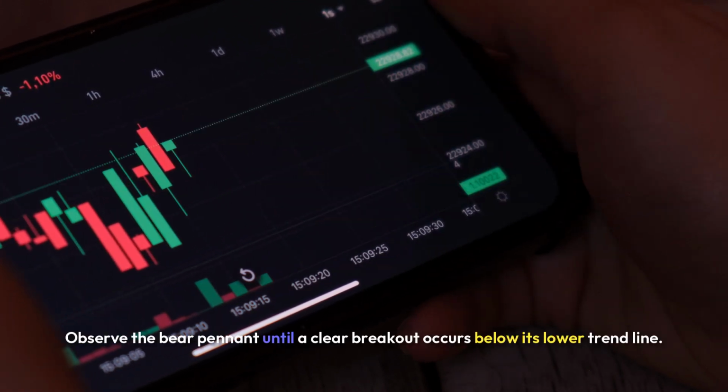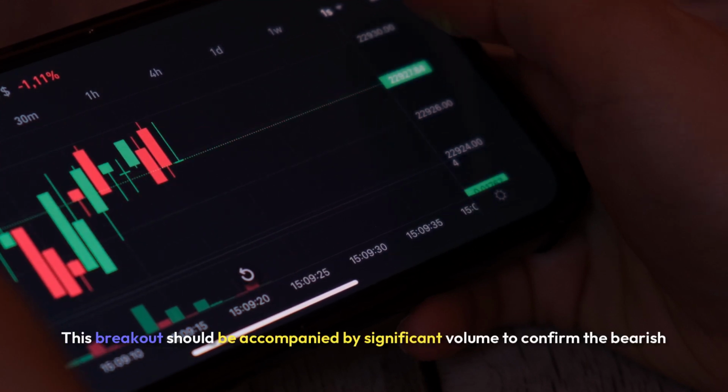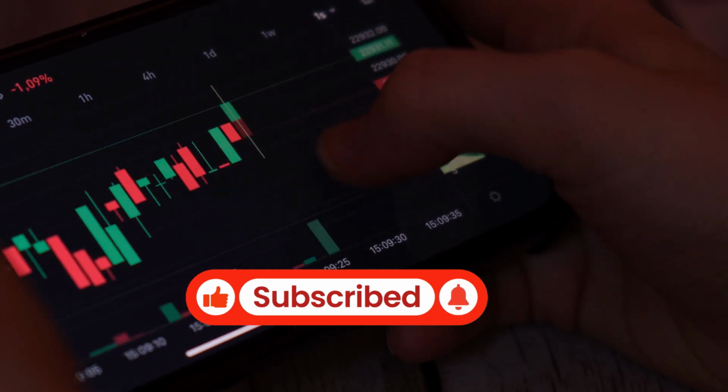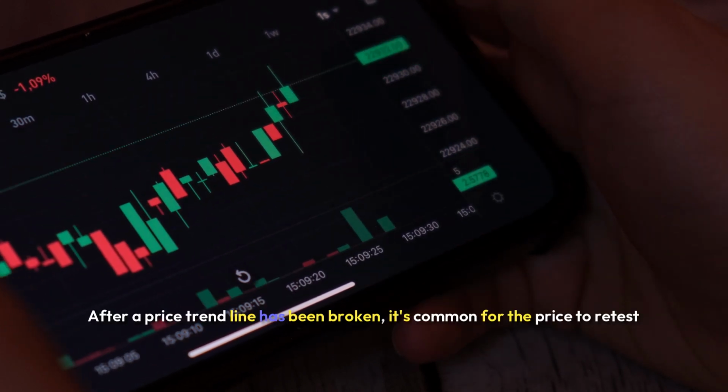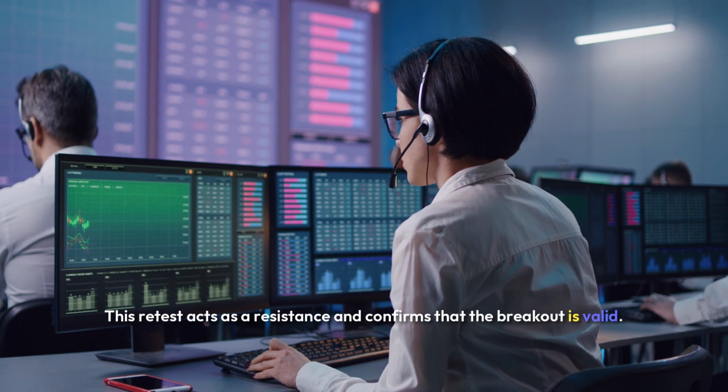Observe the bear pennant until a clear breakout occurs below its lower trend line. This breakout should be accompanied by significant volume to confirm the bearish momentum. After a price trend line has been broken, it's common for the price to retest from below. This retest acts as a resistance and confirms that the breakout is valid.